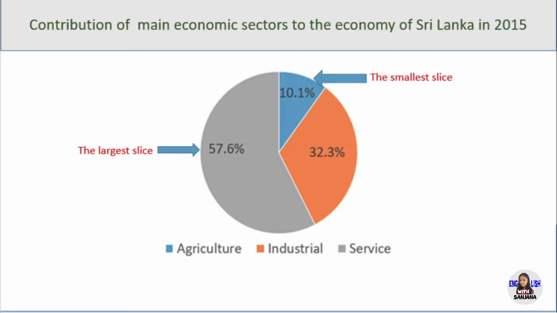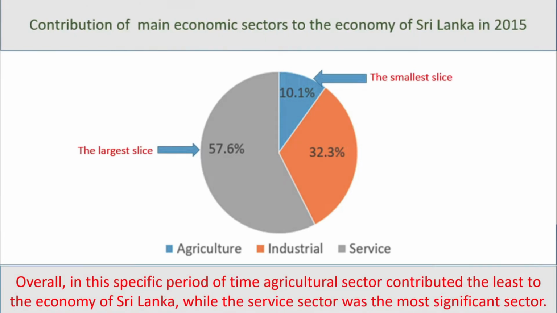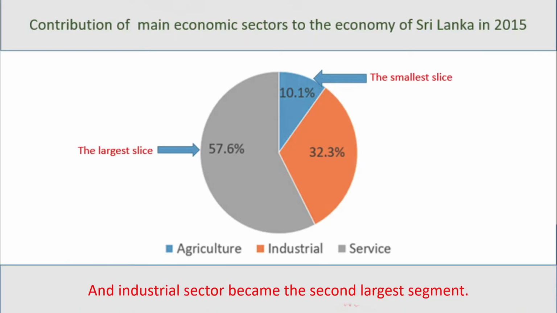According to these two pieces of information, we can write the overview. Overall, in this specific period of time, agricultural sector contributed the least to the economy of Sri Lanka, while the service sector was the most significant sector, and industrial sector became the second largest segment.